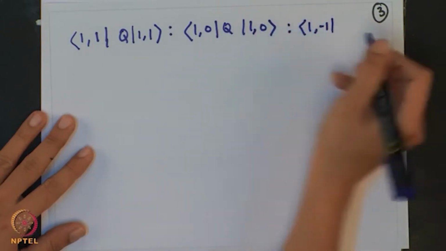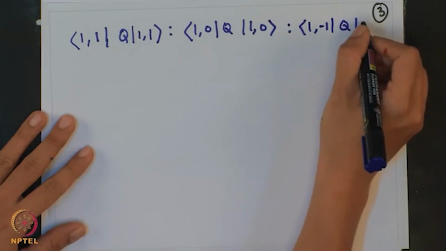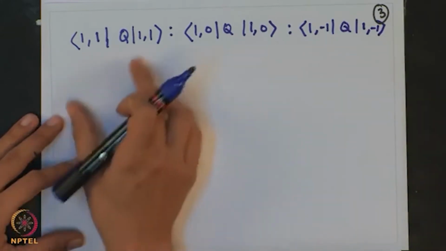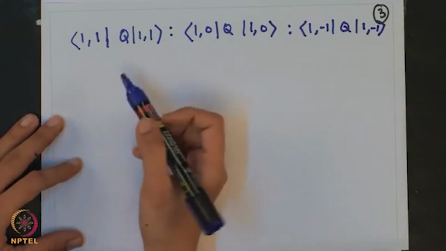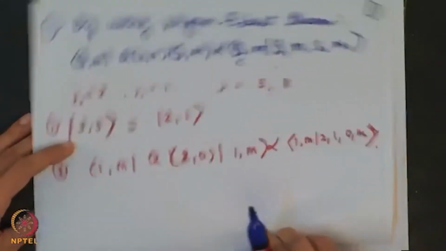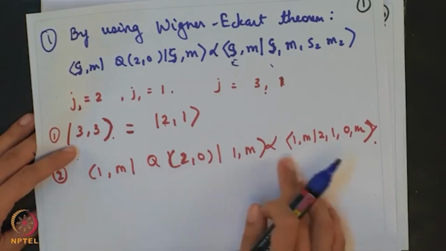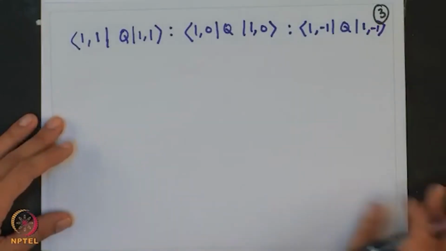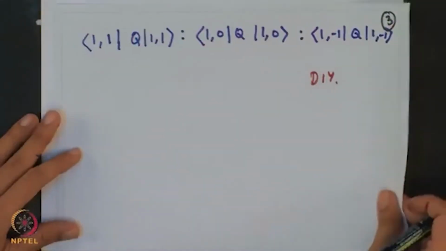1 minus 1 q, here it is 1 minus 1. So, this ratio you can evaluate. All the terms which are constant in the Wigner-Eckart theorem, we have seen this proportionality. If you take the ratio, the proportionality constant will be dropped, and then it will be very easy to evaluate. So, this is again DIY for you, do it yourself. This hint is sufficient for you to go about and solve this problem.